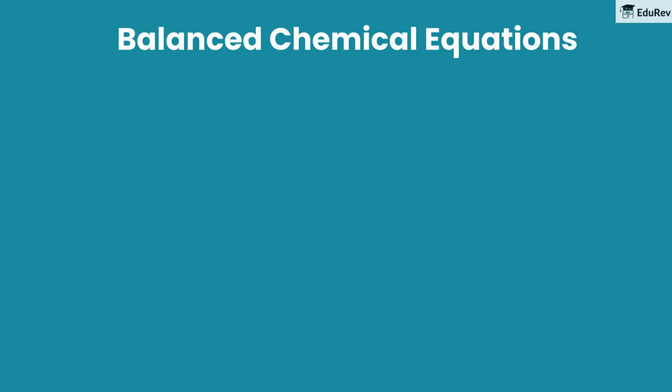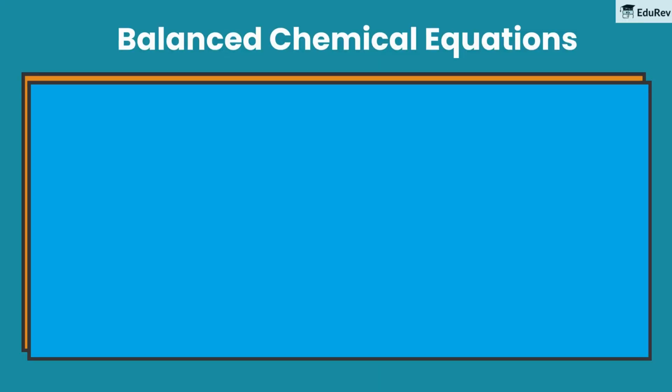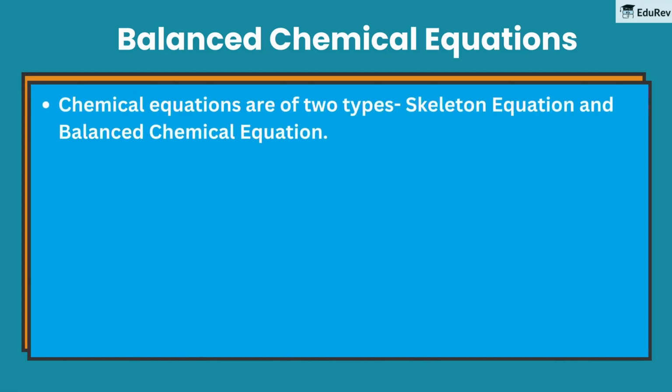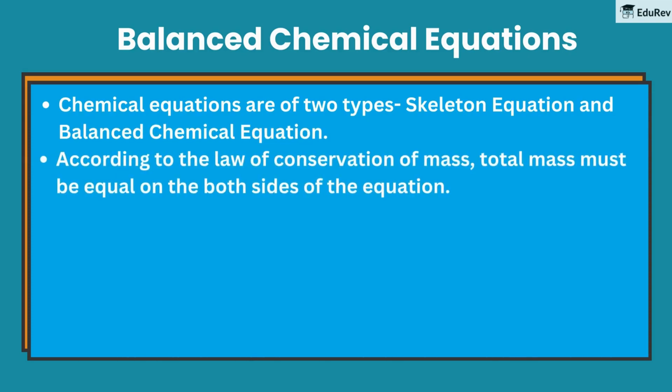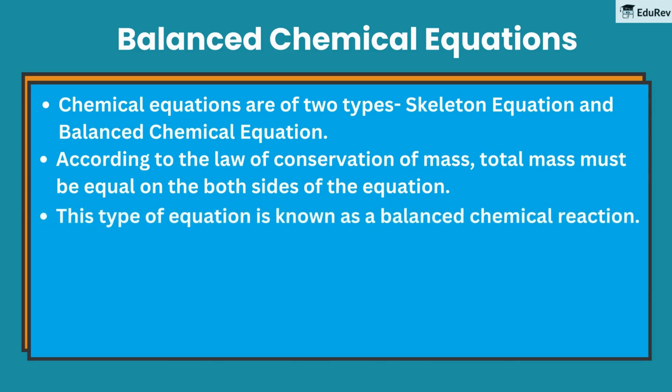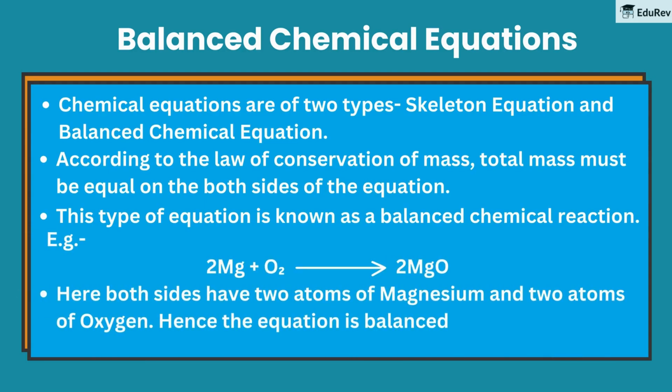Learners, now let's see balanced chemical equations. Chemical equations are of two types: skeleton equation and balanced chemical equation. According to the law of conservation of mass, total mass must be equal on both sides of the equation. This type of equation is known as a balanced chemical equation. Example: 2Mg + O2 giving 2MgO. Here both sides have 2 atoms of magnesium and 2 atoms of oxygen. Hence the equation is balanced.